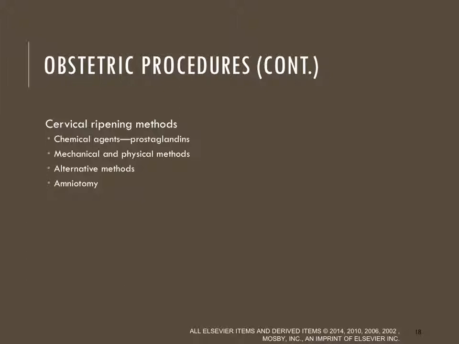What are some of the medications that can be given to ripen the cervix? Prostaglandin. It's prostaglandin E1 and E2. They ripen, and when I say ripen the cervix, what I mean is I'm softening and thinning it. That's what the medication is doing. So you're going to hear that term, you're going to see the term a lot, ripen. And that just means to soften and thin the cervix.